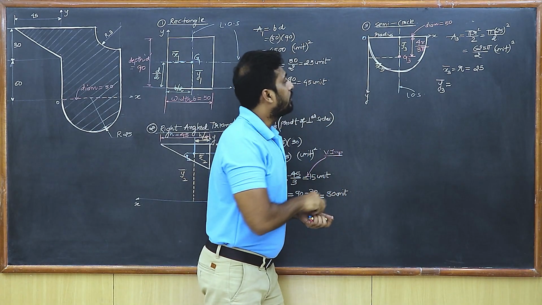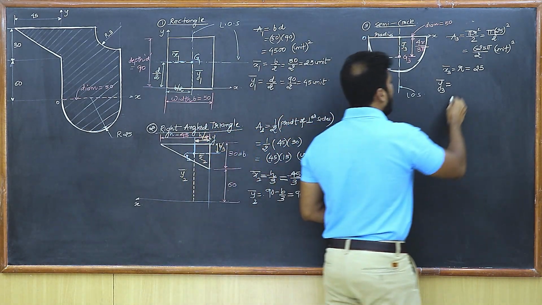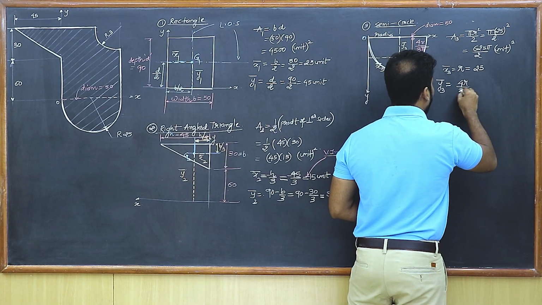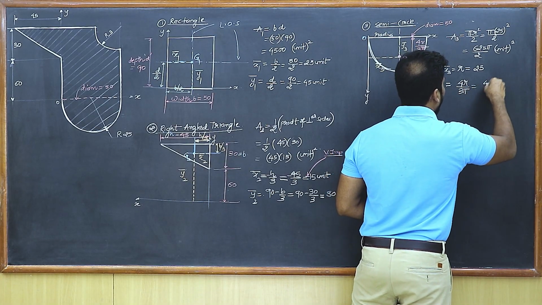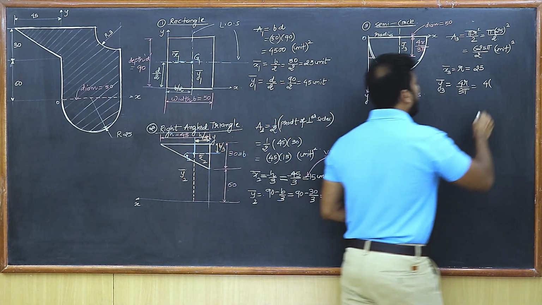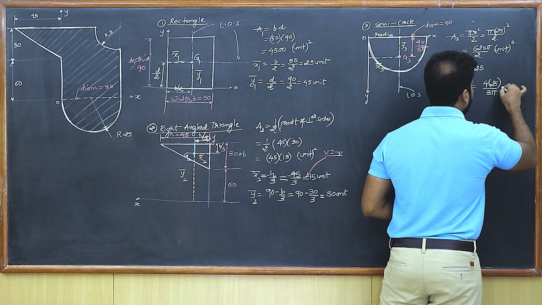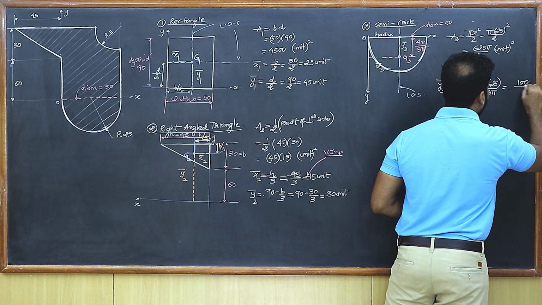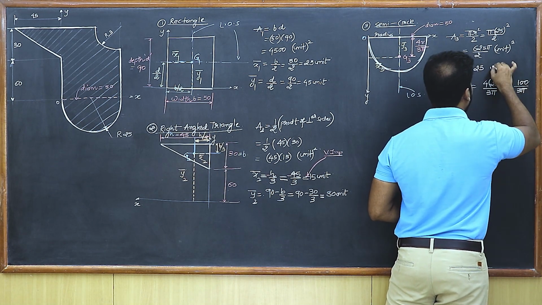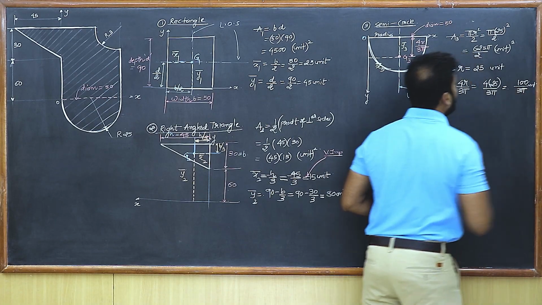So you can observe that y3 bar is simply 4r upon 3 pi, isn't it? So I'm going to write here y3 bar is 4r upon 3 pi. What's the radius, students? Radius is how much? It is 25. So 4 into 25 upon 3 pi. So the answer simply comes 100 upon 3 pi. You can tell the units as unit over here.